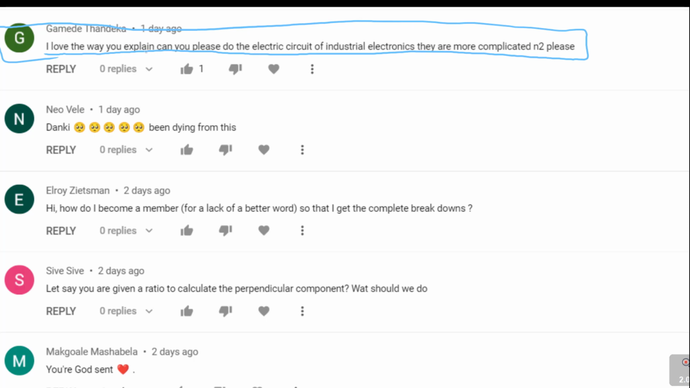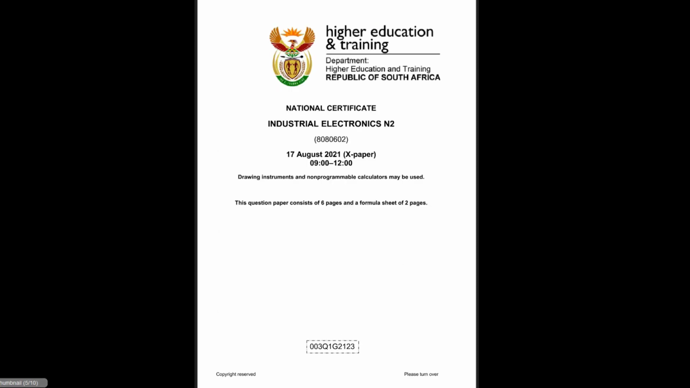But here I felt like I do electric circuits. They are not really very complicated, but you just need to know a few techniques. So that's why I'm doing this lesson, but I had to put it under industrial electronics because you don't see such questions in engineering science. So I will in a way agree with Tandega to say indeed they are a bit of work, because you find that one question is 10 marks. So indeed they need a little bit of work, but you need not panic. So let's look at the next part.